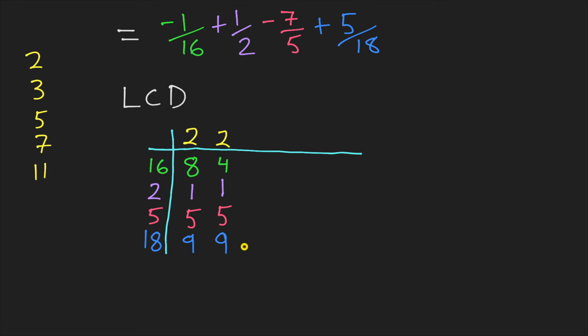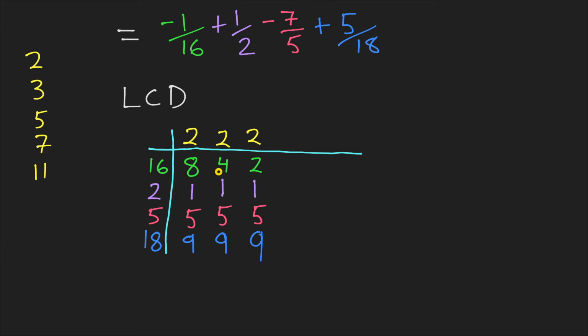And now do the same thing. Are any of these numbers divisible by 2? Well, 4 is divisible by 2, so I'm just going to write 2 in the top margin. 4 divided by 2 is just equal to 2. 1 does not divide by 2, so just copy it. 5 does not divide by 2, so just copy it. 9 does not divide by 2, so just copy it.